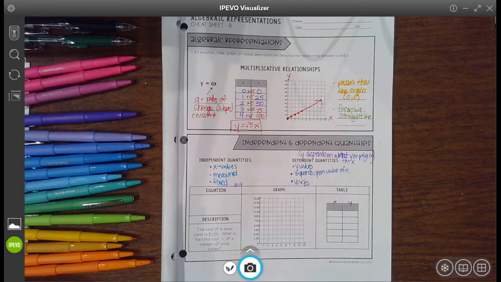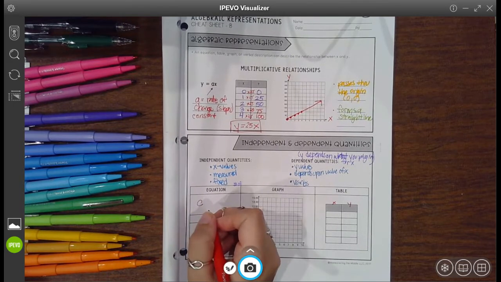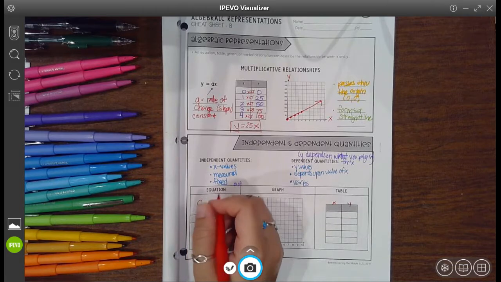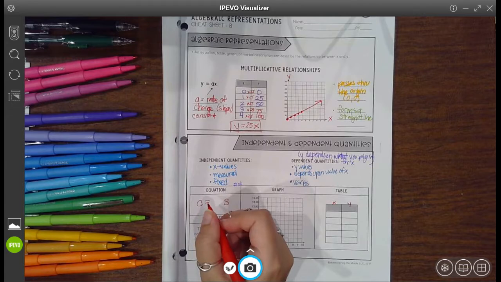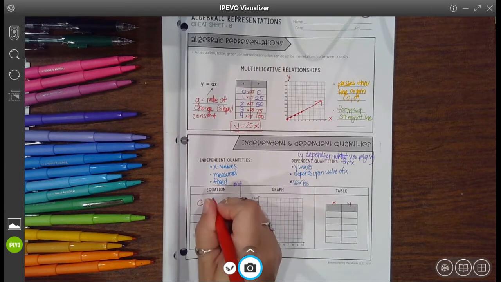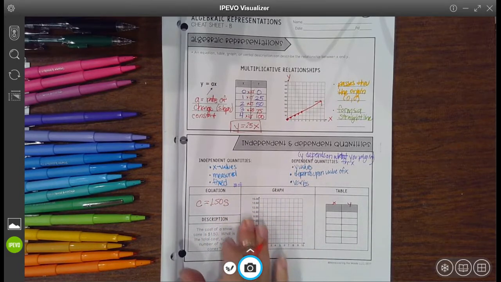Okay. The problem says the cost of a snow cone is $1.50. What is the total cost, C, of S number of snow cones? Okay, so what do you do to S in order to get C? Well, I multiply it by $1.50 because each snow cone is $1.50. Sometimes people can't jump to the equation part. That's really hard for them.